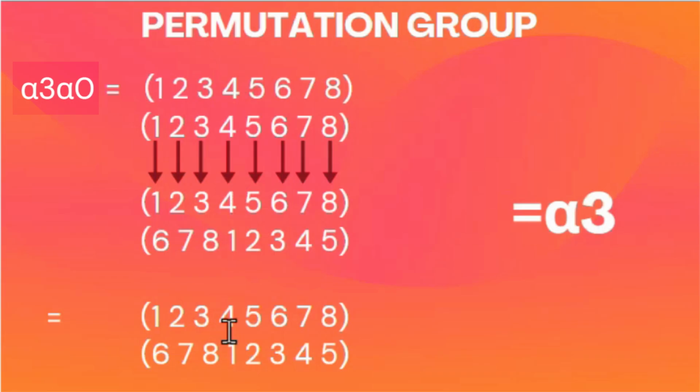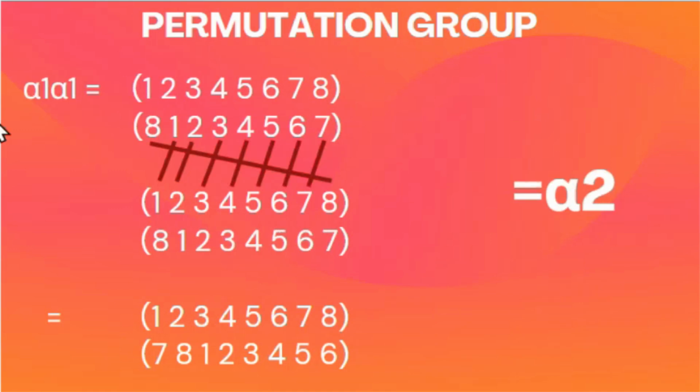And then 4. Below 4 we have 1, that's why it's 4, 1. And then 5. Below 5 we have 2, which is 5, 2. Then 6, below 6 we have 3, which is 6, 3. Then 7. Below 7, which is 4, that's why it's 7, 4. And then 8. Below 8 we have 5, that is why it's 8, 5, or it is equal to alpha sub 3.